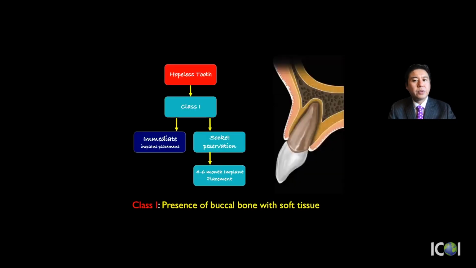When you take out a tooth in the aesthetic zone, you're always going to have soft tissue and bone collapse. But in this class 1 case, which means you have bone and soft tissue on the buccal side, sometimes you can do the immediate implant placement, or just do socket preservation and wait 4 to 6 months, then do the implant placement, which is the ideal socket type.